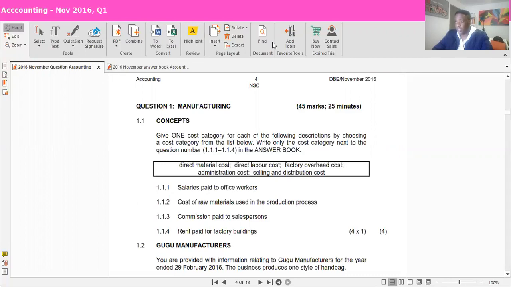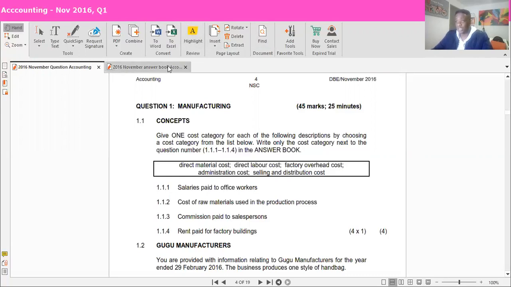The third one talks about commission paid to a salesperson. Obviously that relates to selling and distribution, so it will be selling and distribution cost. Last but not least, it says rent paid for factory buildings, and that will be factory overhead. Remember guys, overheads are factory expenses that are indirect. When you pay rent, it is indirect to the units you're producing because it has nothing to do with production itself, but with the space secured for production. So it relates to the factory, but indirectly.